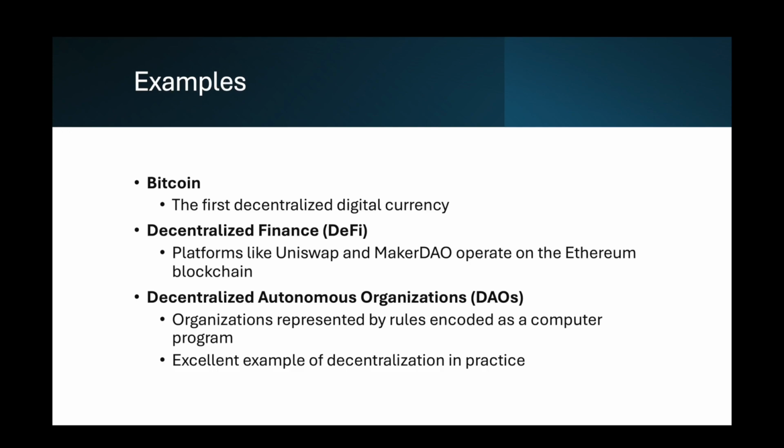Decentralized autonomous organizations. These are organizations represented by rules encoded as a computer program that is transparent, controlled by the organization members, and not influenced by a central government. DAOs operate on blockchain technology and are an excellent example of decentralization in practice.